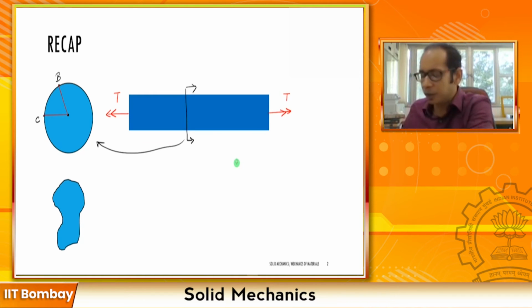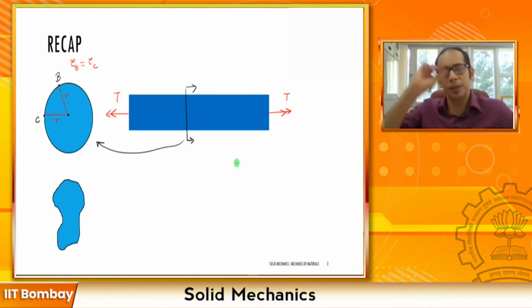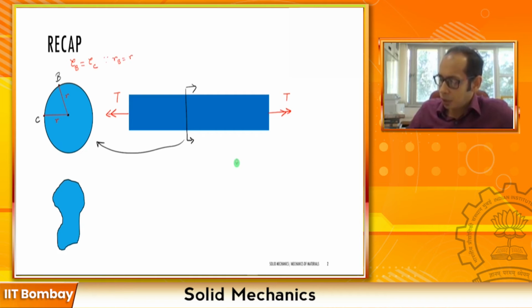What we have learned is that since each of these points is at the same distance R from the center, the shear stress tau at B must be equal to the shear stress tau at C, two points at the extreme periphery. This is true because R at B equals R at C, which equals the radius of the circle.